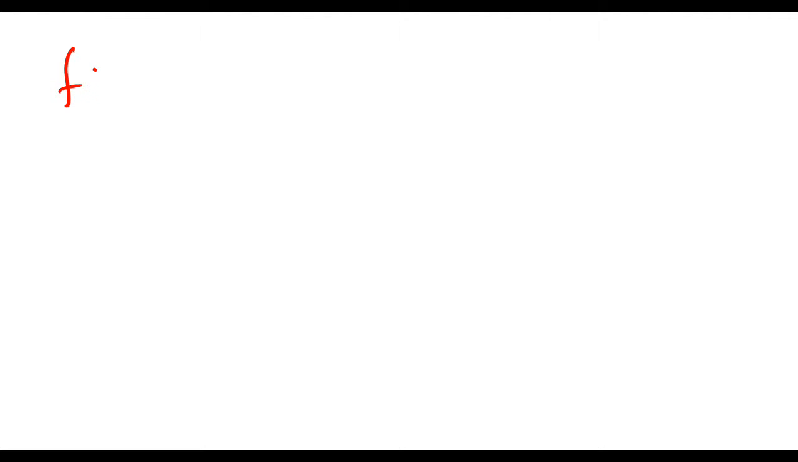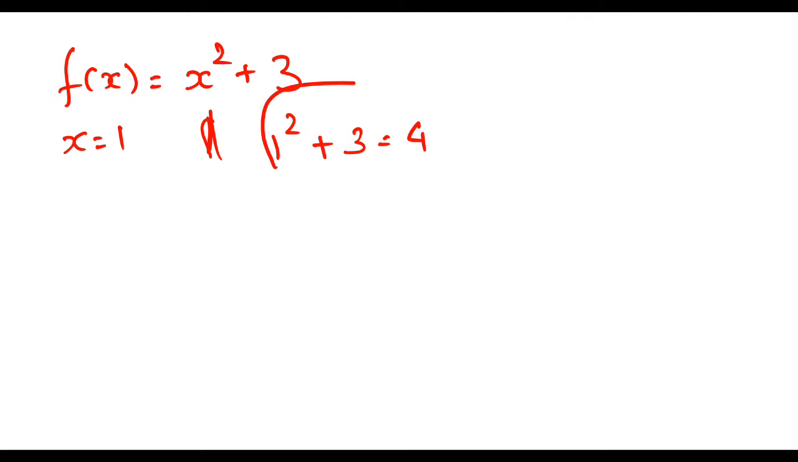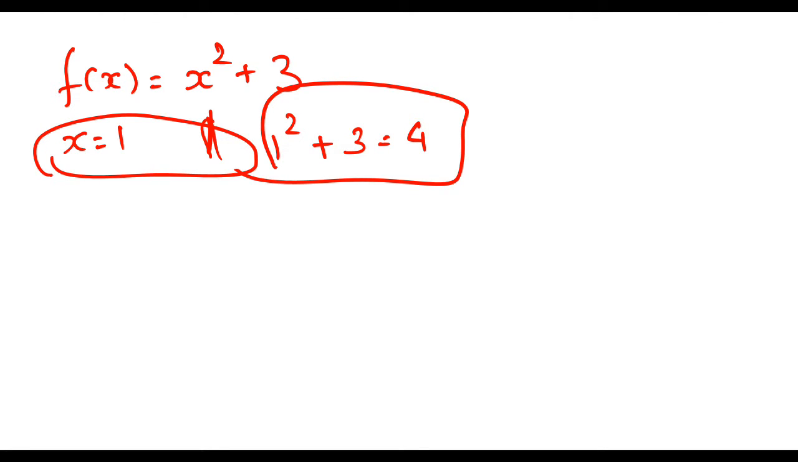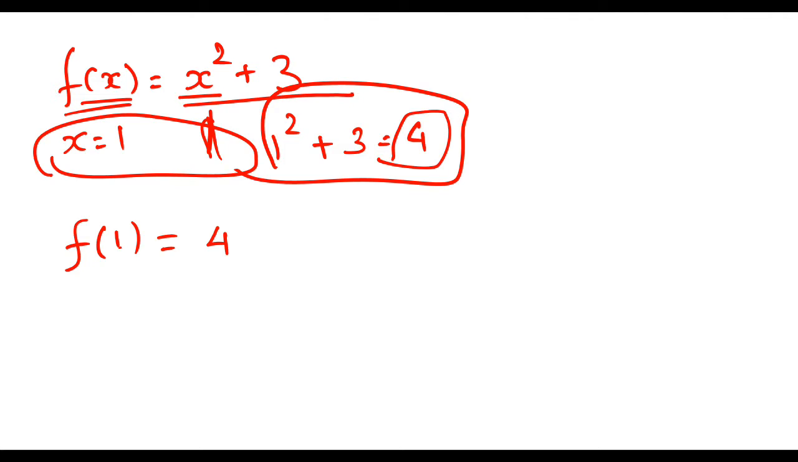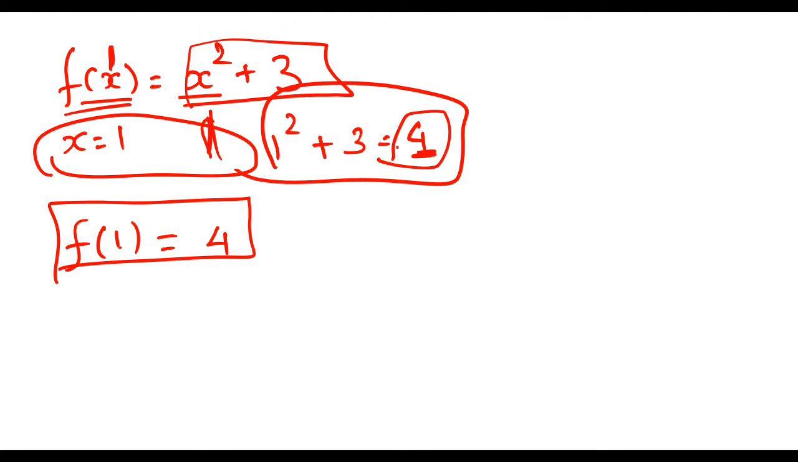I can say, for example, f of x is equal to x square plus 3, which means when x is equal to 1, I'm going to get the value as 1 square plus 3, which is 4. How do I write this information? I write f of 1, because x is 1, is equal to 4. When I substitute 1 into this equation, the whole expression, 1 square plus 3, becomes 4. So f of 1 is equal to 4. This is how we write a function when you're substituting values.